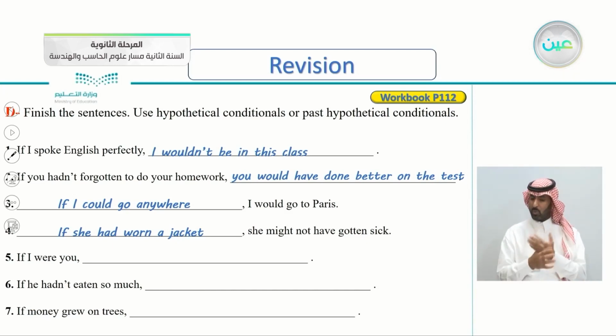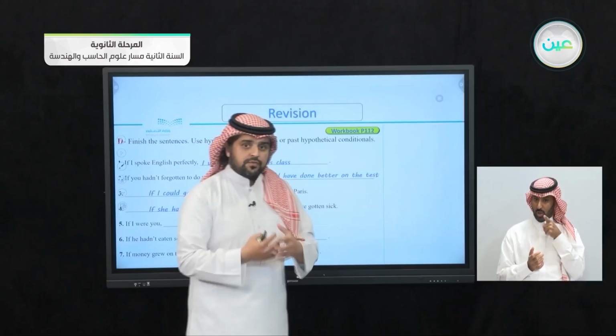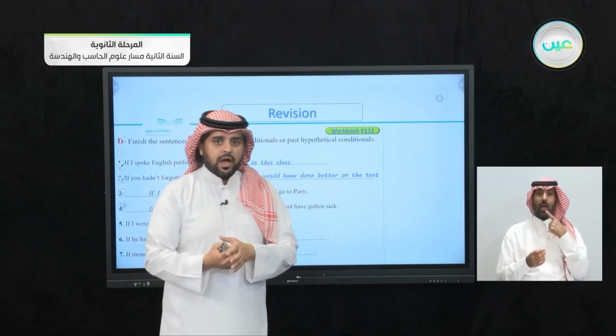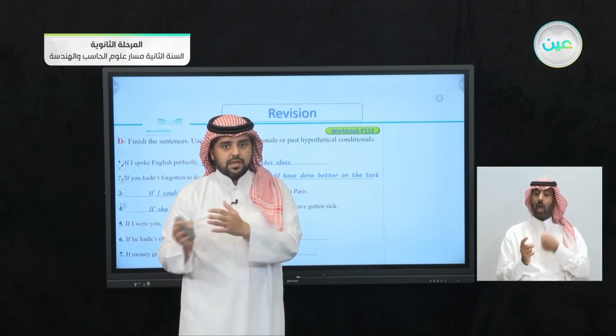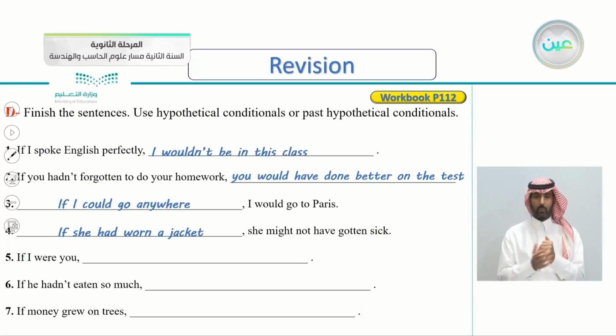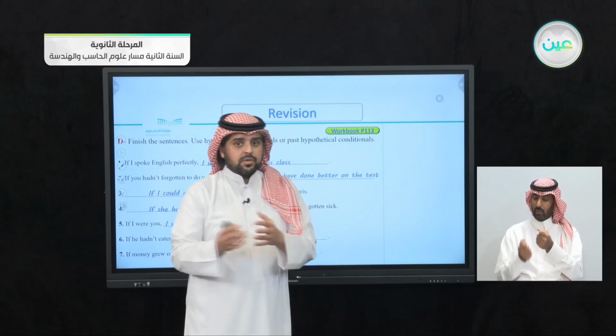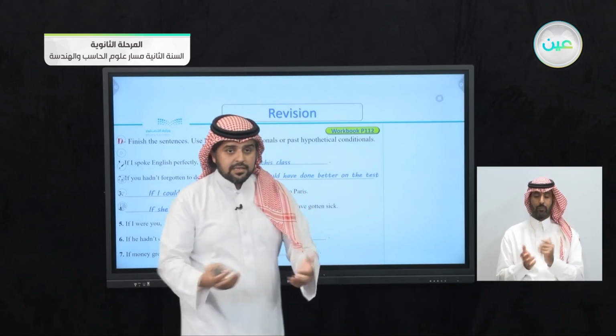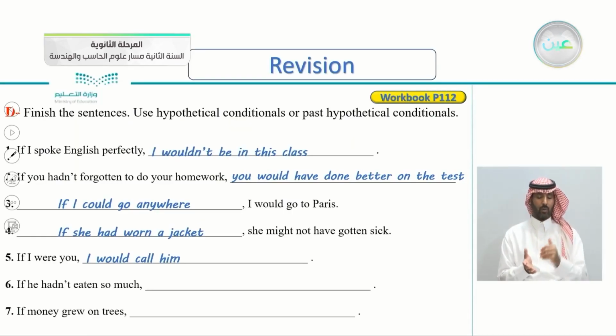Number 5, if I were you, we will say to your friend, if I were you, if I was in your place, if I were you, I would do this or I would do that, and so on. So how do we continue the sentence? If I were you, so you can say anything here. I would call him. So if I were you, I would call him. Maybe the manager of the store, the conversation between Khalid and Majid. If I were you, I would call the manager, and so on. So number 5, if I were you, I would call him.